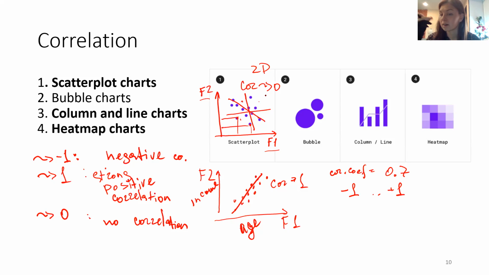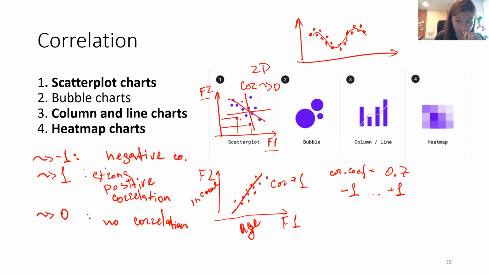So correlation reflects linear dependency between two data sets. And one note, we are talking about linear correlation. So when you have something like this, you have some sinusoid in the basic case, here you have non-linear correlation.